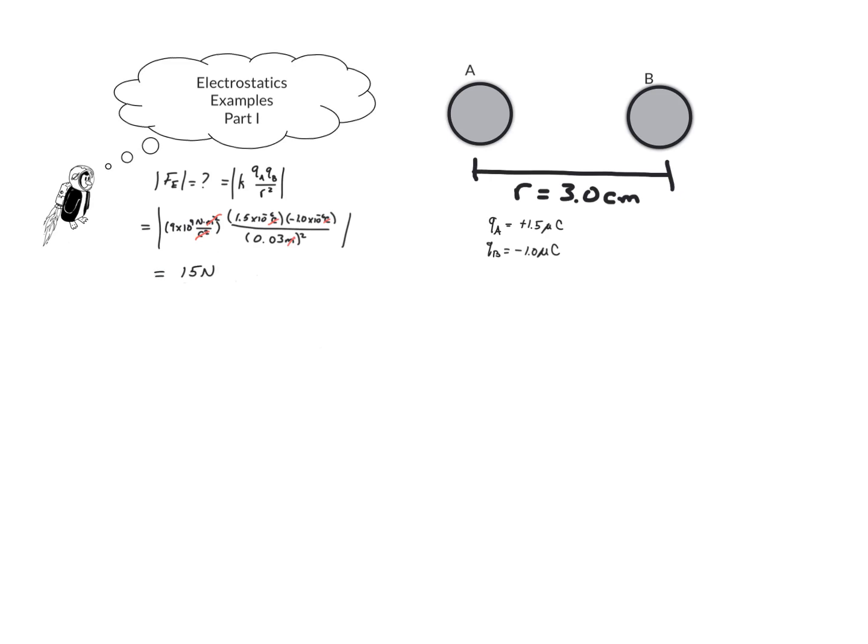Since QA and QB are opposite signs, one being positive, one being negative, it is an attractive force. So sphere A feels a force of 15 newtons to the right, and sphere B, by Newton's third law, has the same force, 15 newtons, but to the left.